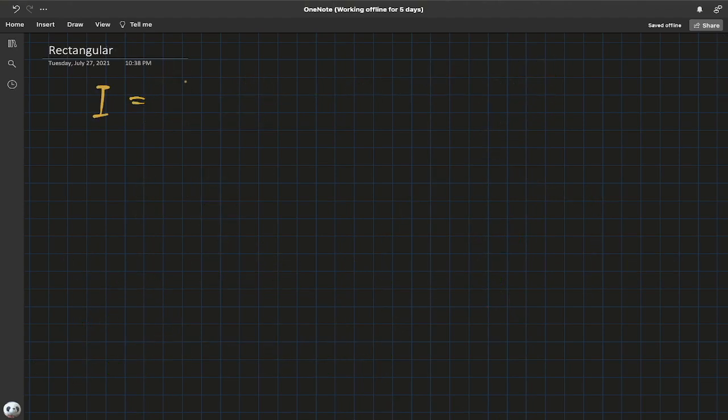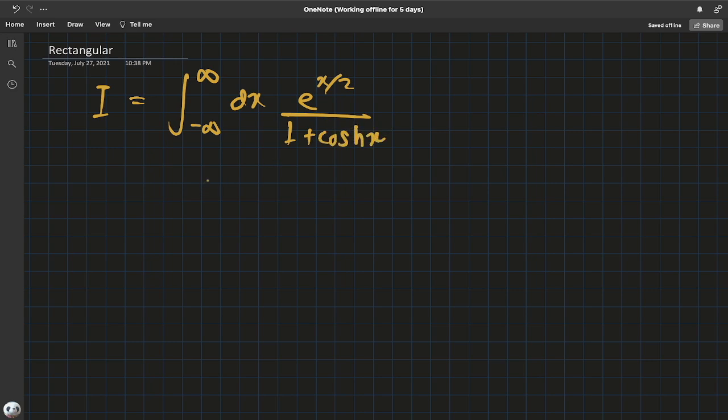So let's say we have the integral from negative infinity to infinity of dx, e to the x over 2, over 1 plus hyperbolic cosine of x. And again, I would like to convert this into a contour integral given some condition. So I complexify it and convert this into a closed loop contour integral, with 1 plus hyperbolic cosine of z. Okay, well, for choosing the contour now, this is your integrand here.